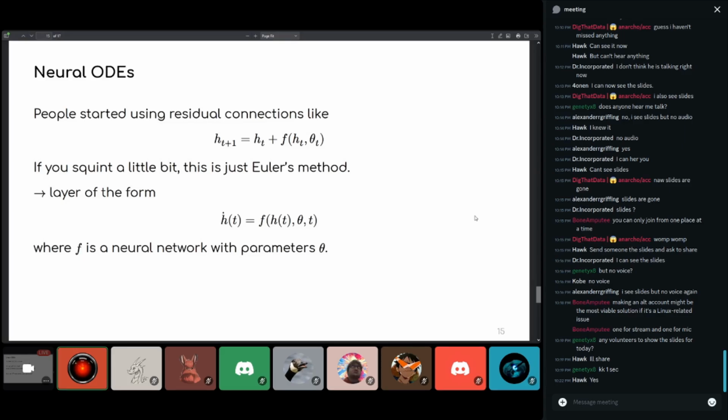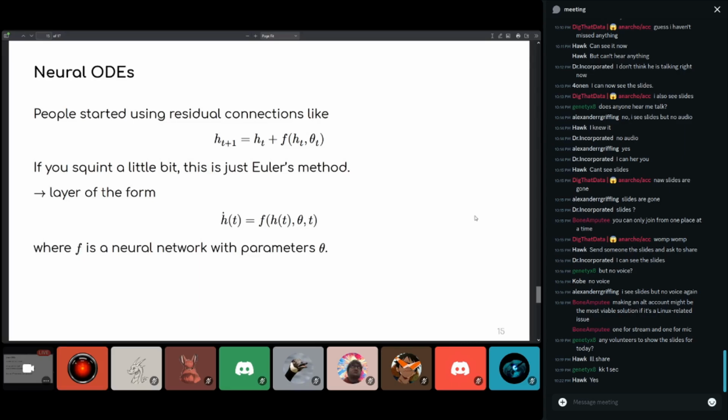Because we could imagine there's like a scaling parameter or a step size in front of this little f, and that would basically be Euler's method. And so their brilliant idea was, okay, let's just have a layer, a neural network layer as an ODE. So have stuff like h prime of t is equal to f of h of t times theta and t, where here f can be just a neural network with some parameters theta.